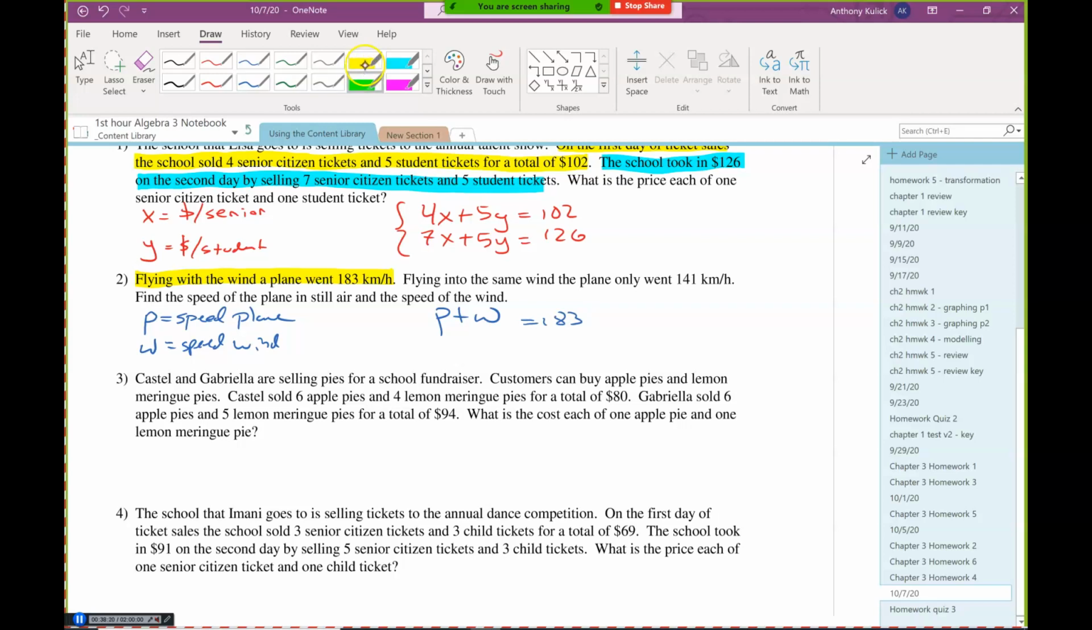It then says flying into the same wind, the plane only went 141 kilometers per hour. So flying into the wind, what does that feel like? Yeah, the wind is pushing you back, so it's subtraction. It's taking away from your speed. So your system would look like that.